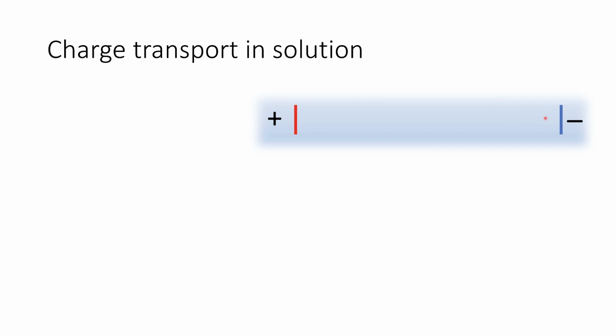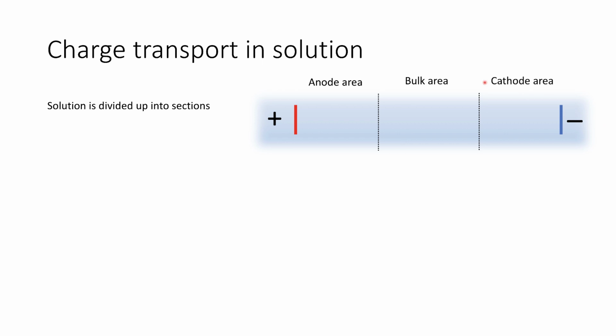We're going to do a few things to this system. Firstly, we're going to divide it into sections. So we have an area close to the anode. We call it the anode area. This is the area space which is mainly affected by the anode. Likewise, we have an area space which is affected by the cathode. And in the middle, we have a bulk area which is not affected by either the anode or the cathode.